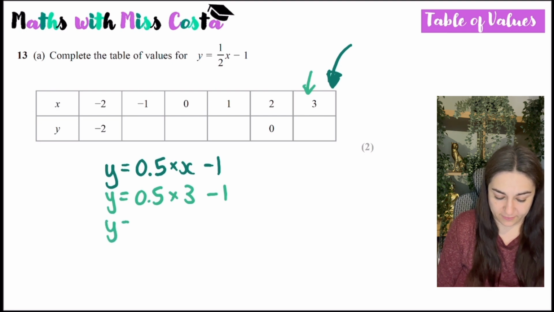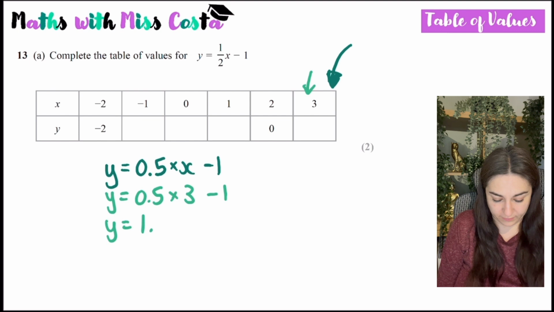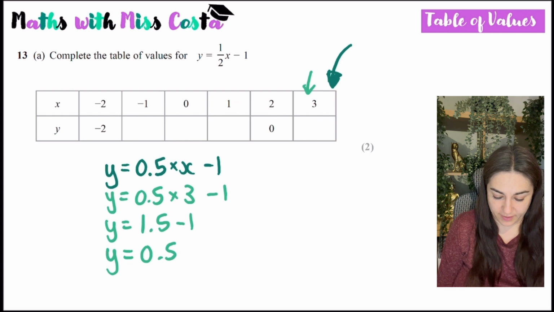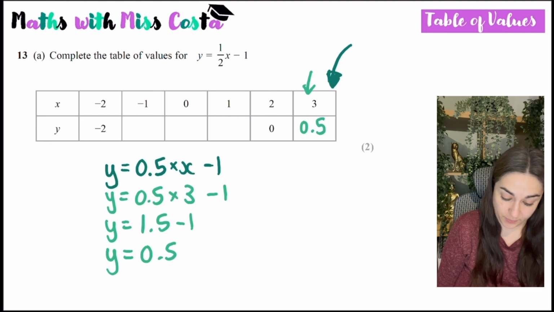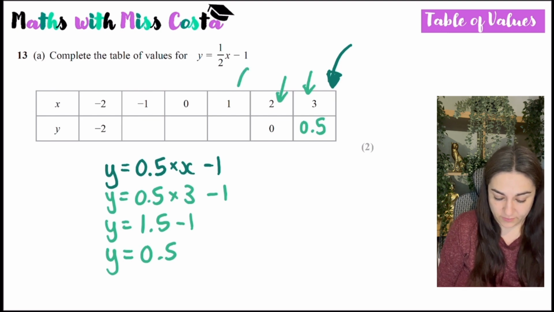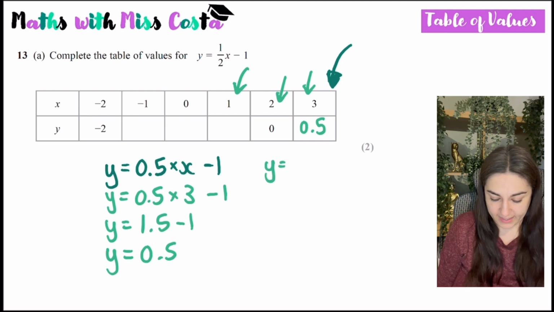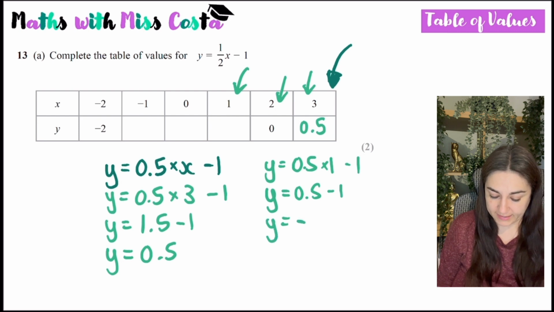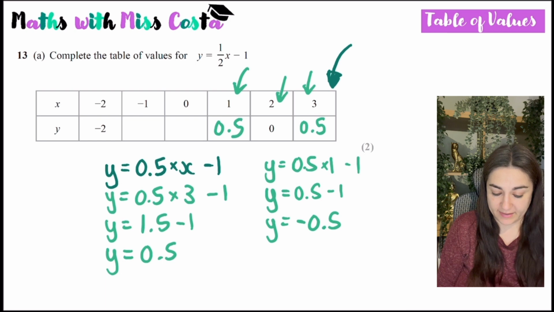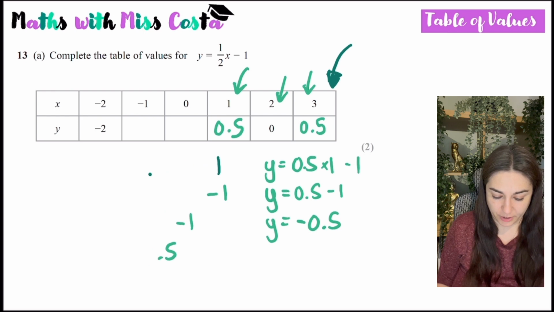So that would give me 1.5 take away 1, which is 0.5. So over here, I've got the value of 0.5. They've already done the value of 2, so now I'm going to do the value for x equals 1. So y is 0.5, half of 1, and then I take away 1. So half of 1 is 0.5, and 0.5 take away 1 is minus 0.5. You've got your calculator that you can use as well. Then I'm going to try it for 0.